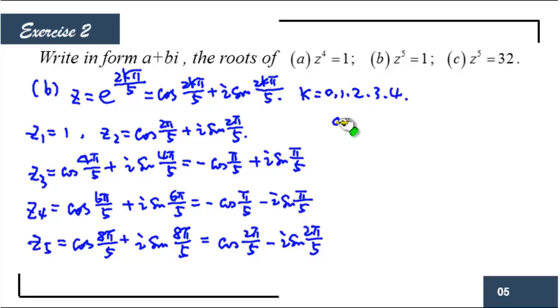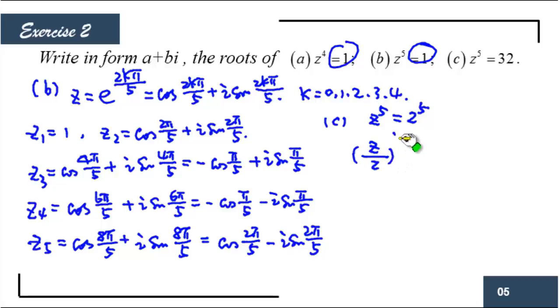Look at the last one, C. The right side of the equation is 32, different from A and B, so we can make some change. Z to the fifth power equals 32 means 2 to the fifth power. And we're familiar with 1, so we can divide the equation by 32. That means (Z over 2) to the fifth power equals 1. And we can set U as Z over 2. That means U to the fifth is equal to 1.